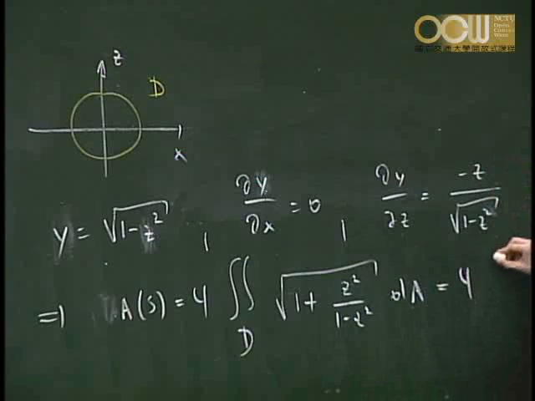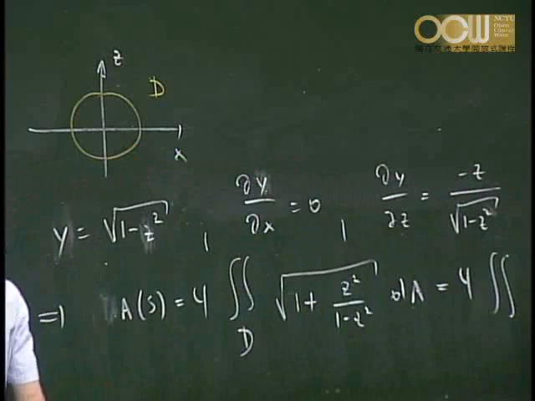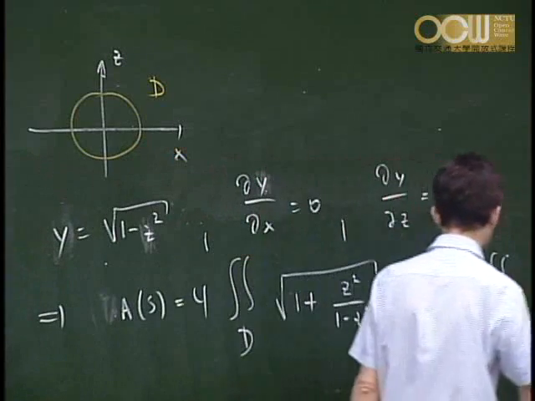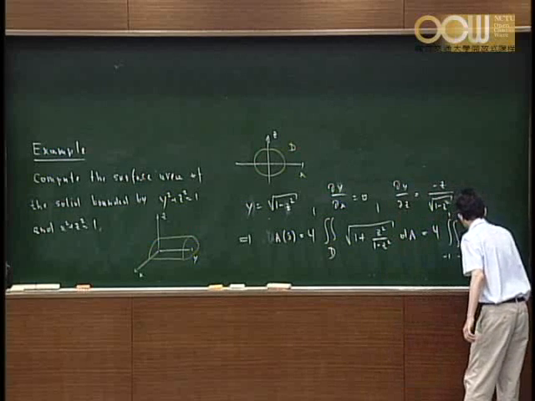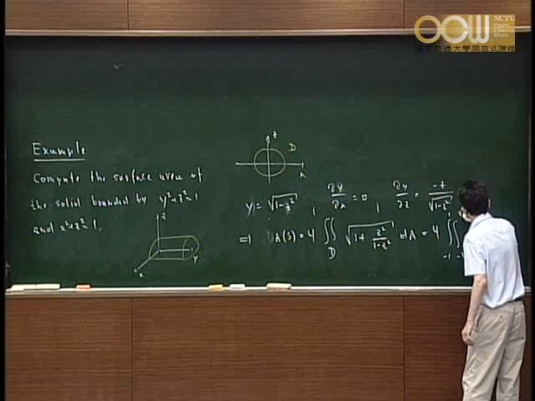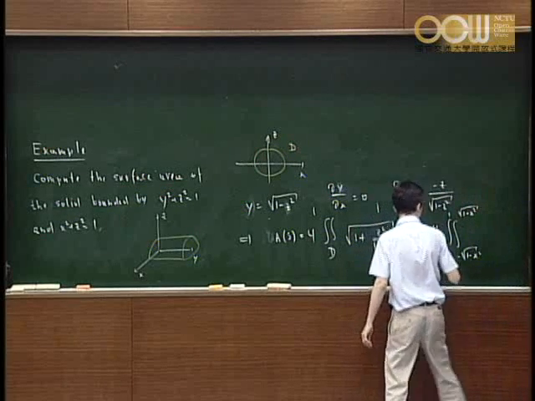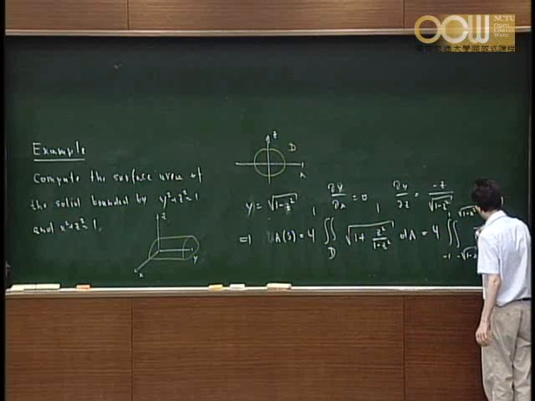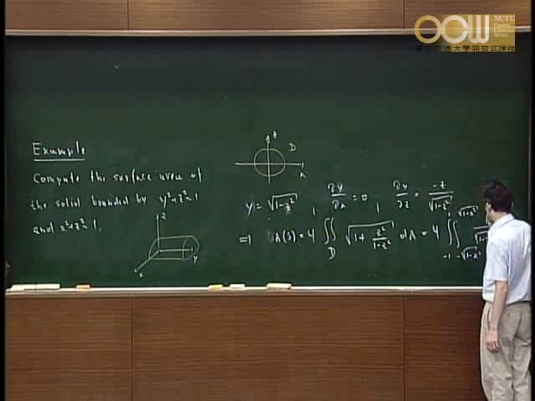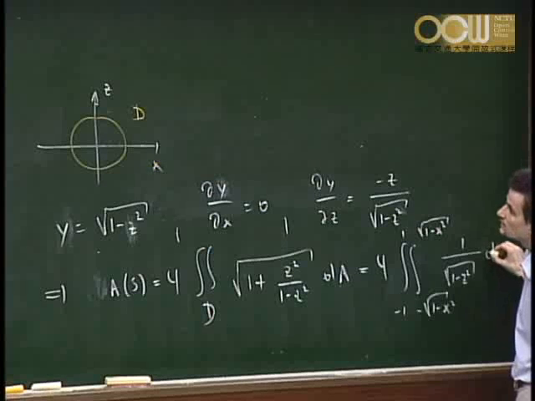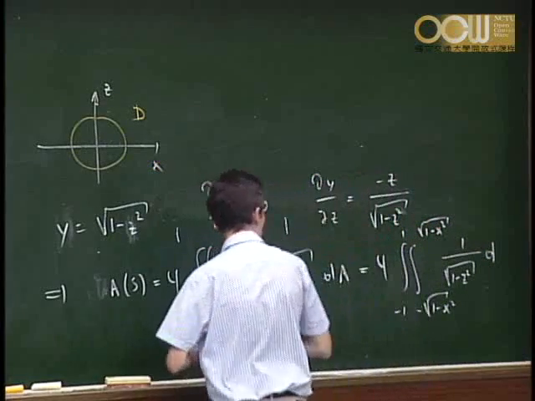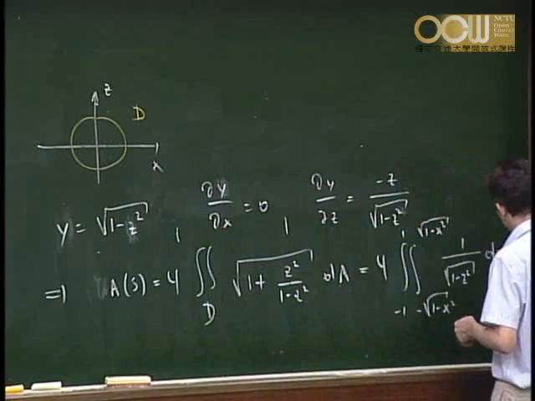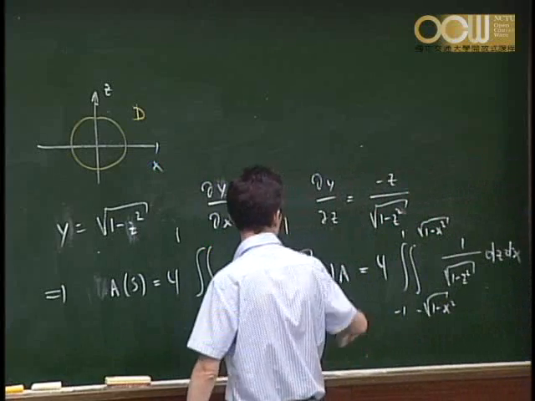So this is 4 times this double integral here. We integrate over the unit circle. So x goes from -1 to 1, and z from minus the square root of 1 minus x squared to the square root of 1 minus x squared. And then, if you simplify this, we have 1 over the square root of 1 minus z squared, and here we have dz dx. This is not the best way to do it. You see, it's better to do it differently.